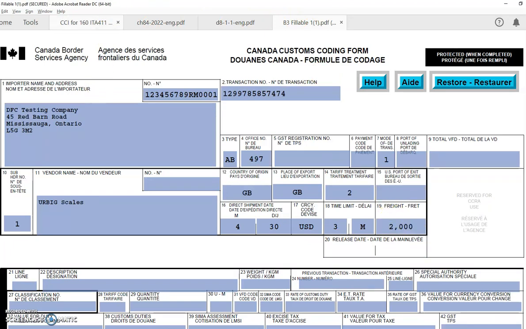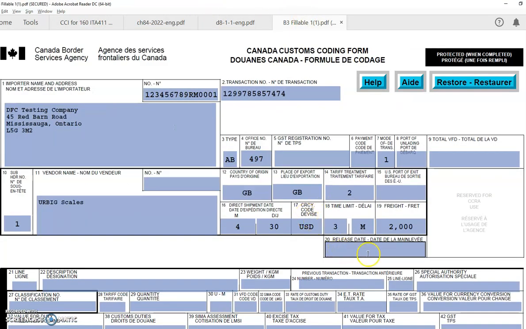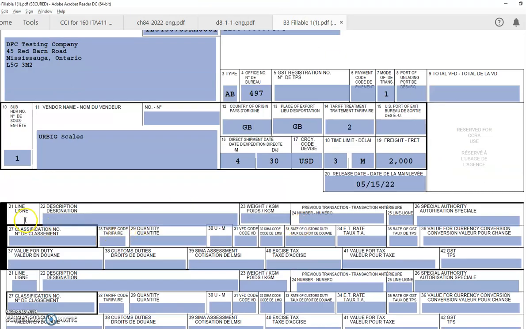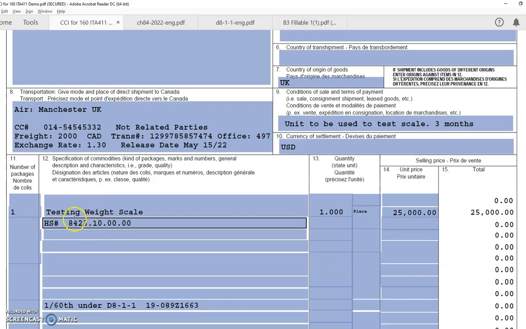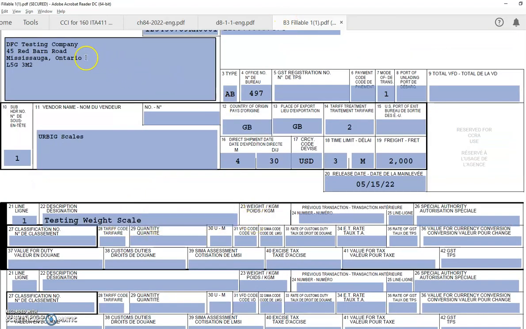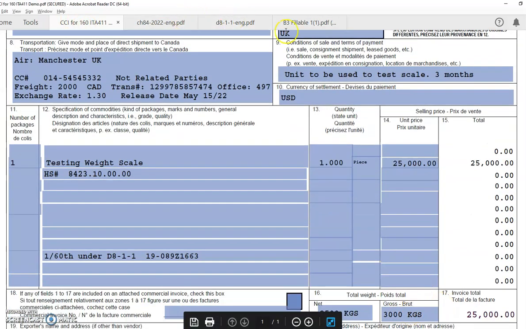The release date is May 15th, so 5/15/22. And we need the line number 1, and we need the description. Description of the item is a testing weight scale. And the gross weight of the entire shipment is 3,000 kilos.